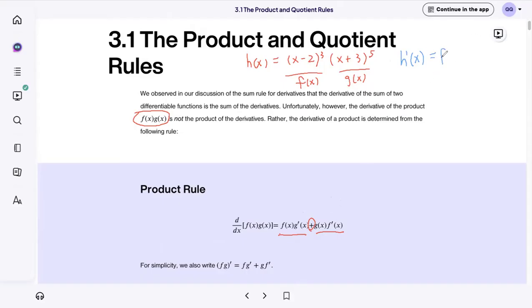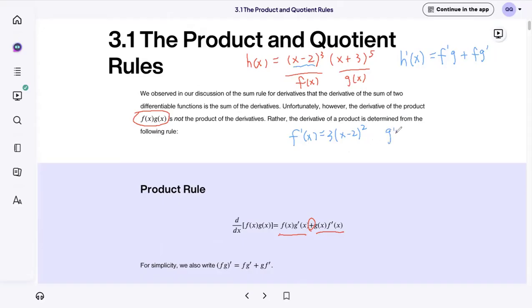So I take the derivative of f, then multiply by g, then plus I take the derivative of g and multiply by f. So let's find the derivative of f. This is a power rule, right? Because something is raised to the 3rd, we're going to use the power rule. So 3 times (x minus 2) squared. Now, if I go inside, the derivative of x is 1, and the derivative of negative 2 is 0.